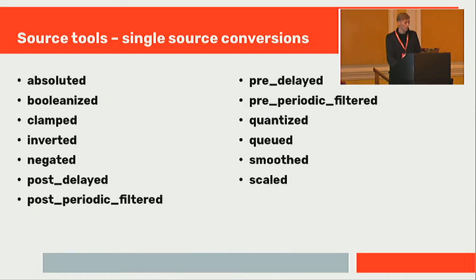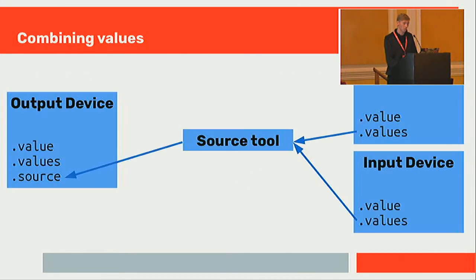Now, we also have lots of other single source conversions. There are things like Booleanized, clamped, inverted, negated, queued, smooth, scaled, things like that. There's all sorts of things that you can do.